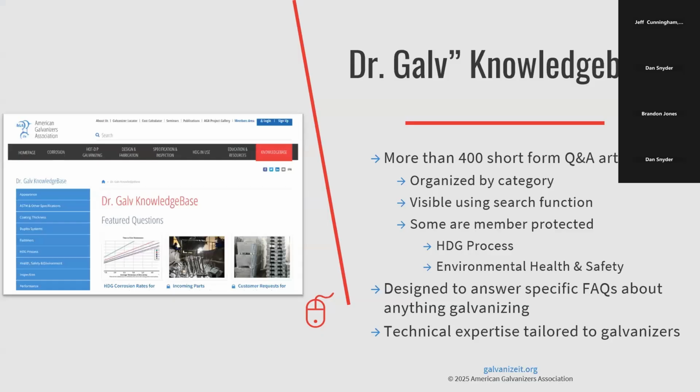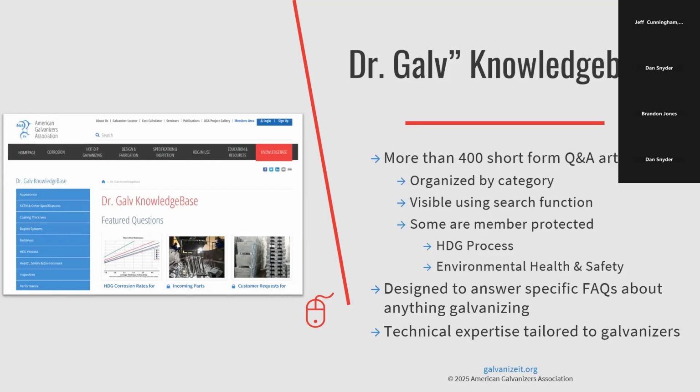Like I mentioned, the knowledge base, they're short form Q&A articles. So it's just organized by category, which makes it really simple and easy to find. It's mostly anything from small parts all the way to large structural, all the way to in use, touch up and repair, inspection, even about the hot dip galvanizing process, because a lot of architects, engineers might not know the intricacies of the actual process of galvanized steel. They just know it gets dipped in zinc and sent on its way.